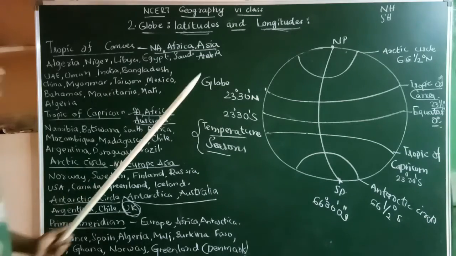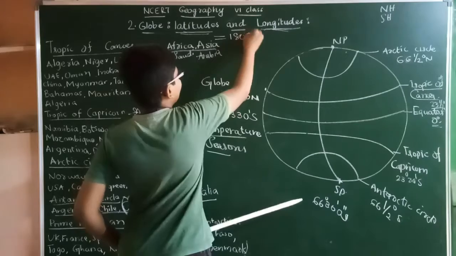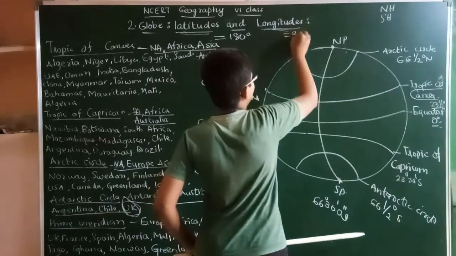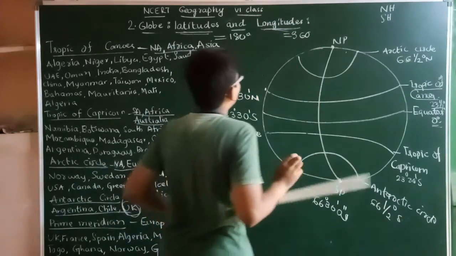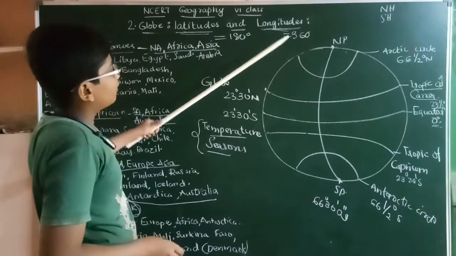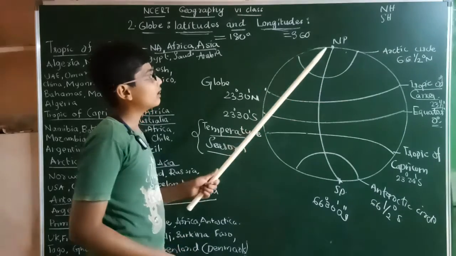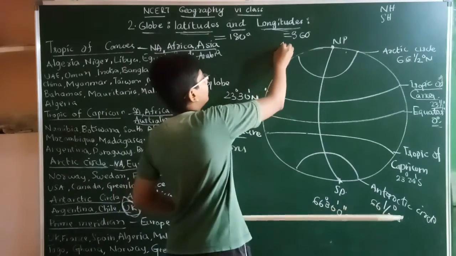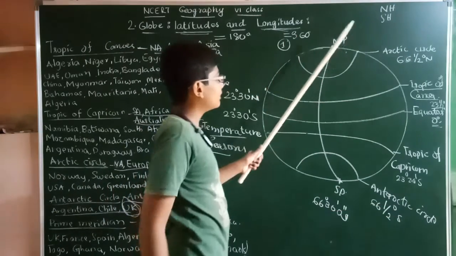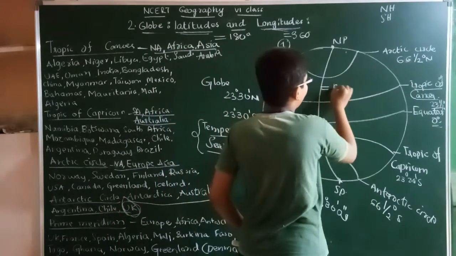Now, latitudes are 180 and longitudes are 360. Out of 180 latitudes, there are five important latitudes, and out of 360 longitudes we have one and only important longitude, that is the Prime Meridian.